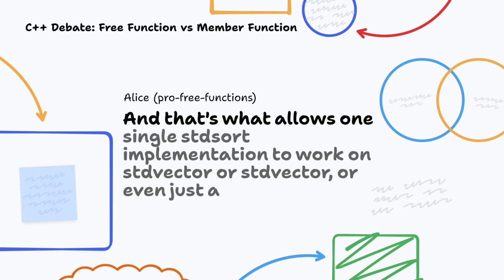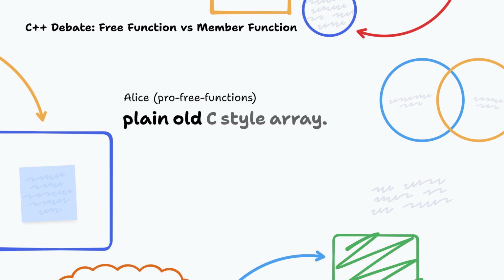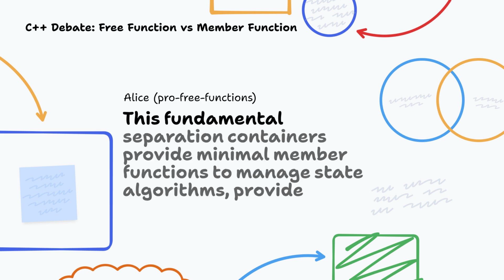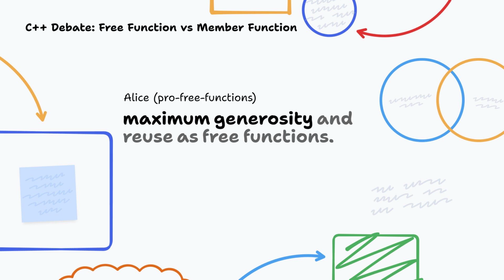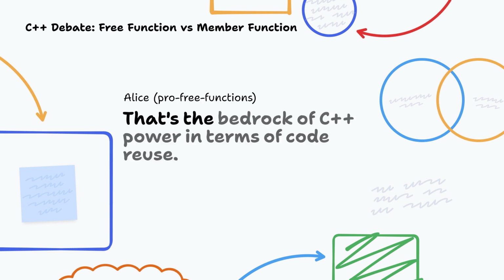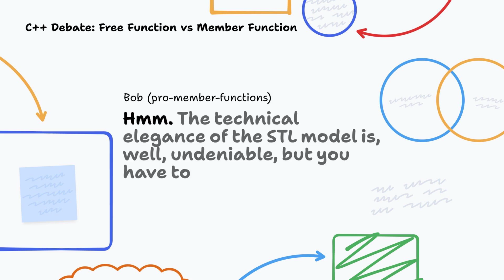And that's what allows one single std::sort implementation to work on std::vector or std::deque, or even just a plain old C-style array. This fundamental separation, containers provide minimal member functions to manage state, algorithms provide maximum genericity and reuse as free functions. That's the bedrock of C++'s power in terms of code reuse. The technical elegance of the STL model is, well, undeniable.